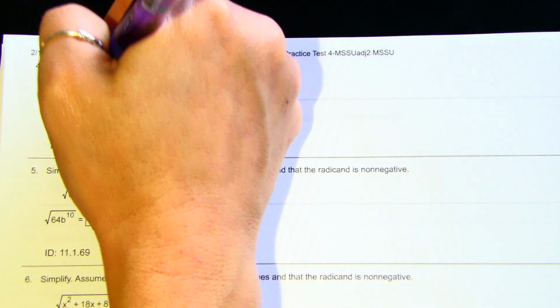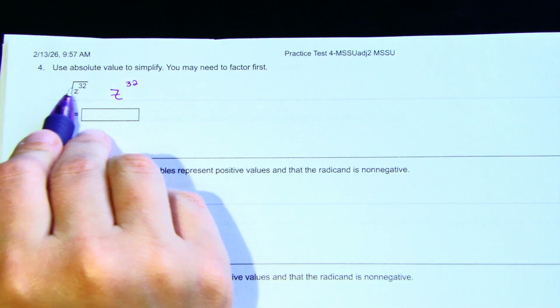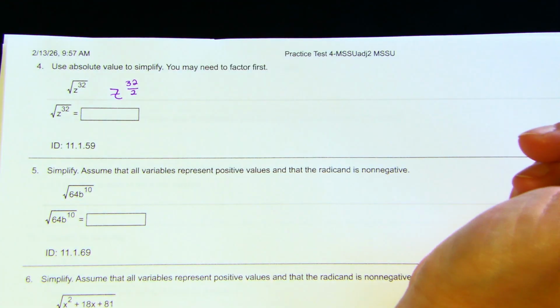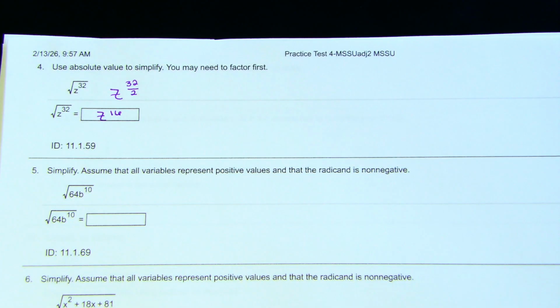If we have z to the 32 and we're taking the square root, remember the index becomes your new denominator. 32 divided by 2 means we have z to the 16th power. Z to the 16th power. And that's our final answer. That's the answer Pearson gives, so I don't know why it said use the absolute value.